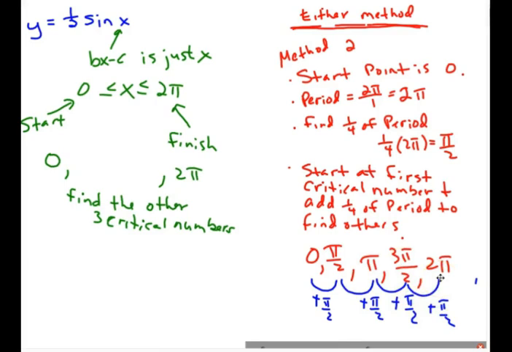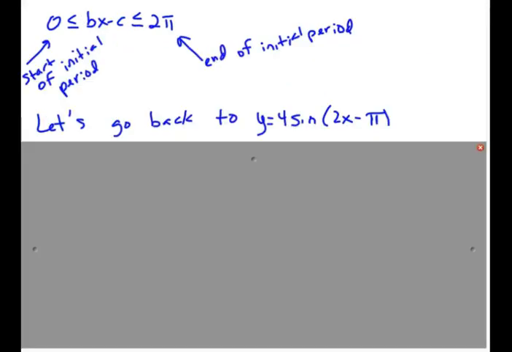So either method works well, whichever one you prefer, and I don't care which one you do as long as you do it correctly. Well, that's all well and good if I don't have a phase shift or a period change, so let's consider another one. Let's go back and consider y equals 4 times the sine of 2x minus pi. So here's my bx minus c. Now, if I didn't have any transformations, my starting point would be 0, and the final point of the initial period would be 2 pi.